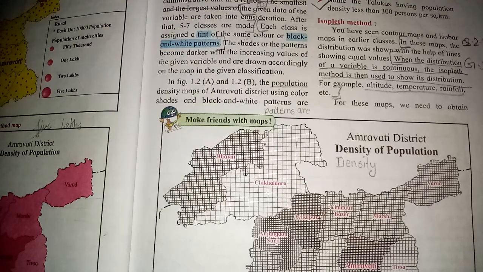For example, we use the isopleth method for altitude, temperature, rainfall, etc. We use it for altitude, meaning the height of different regions or different mountains, temperature of different places or regions, and rainfall of different areas, where there will be low rainfall and also the highest rainfall. So the isopleth method is actually used for these three things.